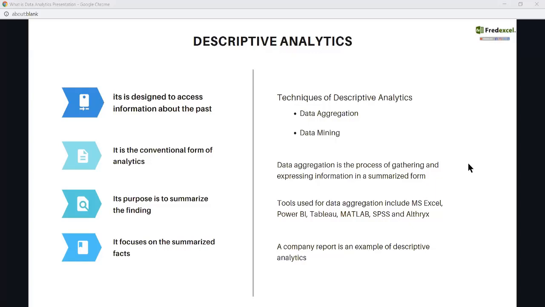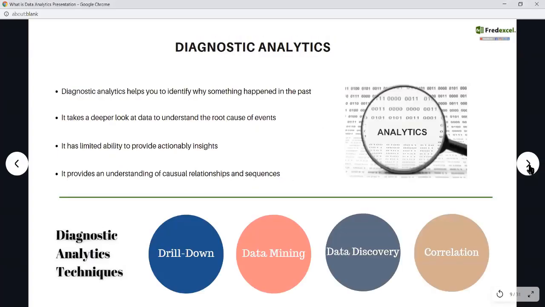Basically, it has to do with historical data. Even a company report is a good example of descriptive analytics, because so far as you are giving the company's report, it is based on historical things which have really happened. And that's what one is reporting on. That type of data will basically be a descriptive one. The tools we'll use to analyze such data, most people will use Microsoft Excel, which you are quite familiar with, Power BI, Tableau, MATLAB, SPSS, or Alteryx. I'll explain more into that.